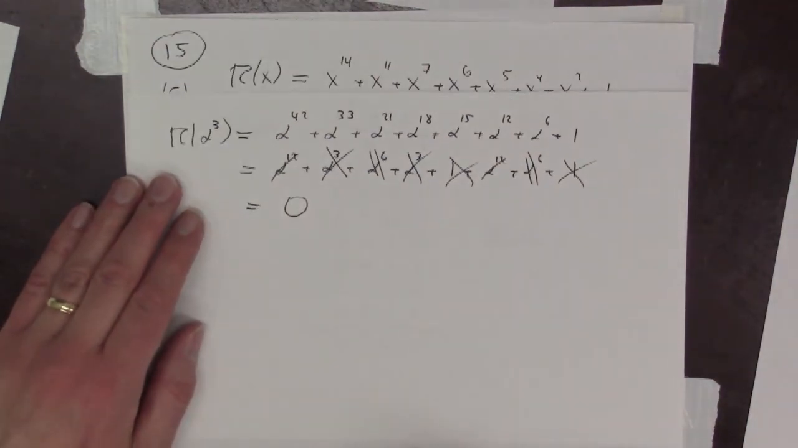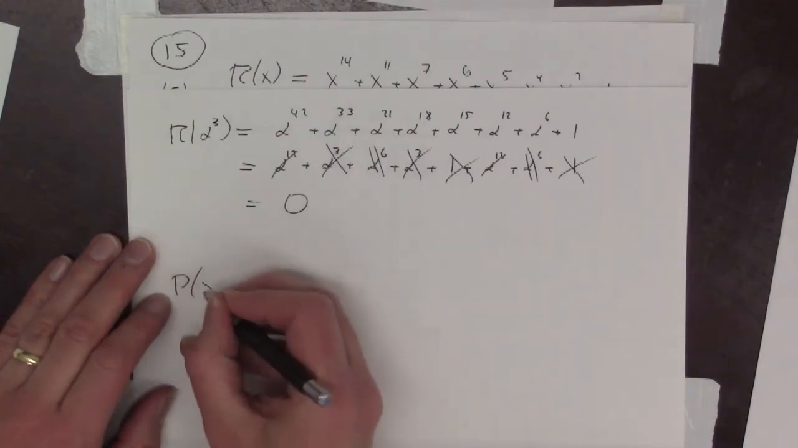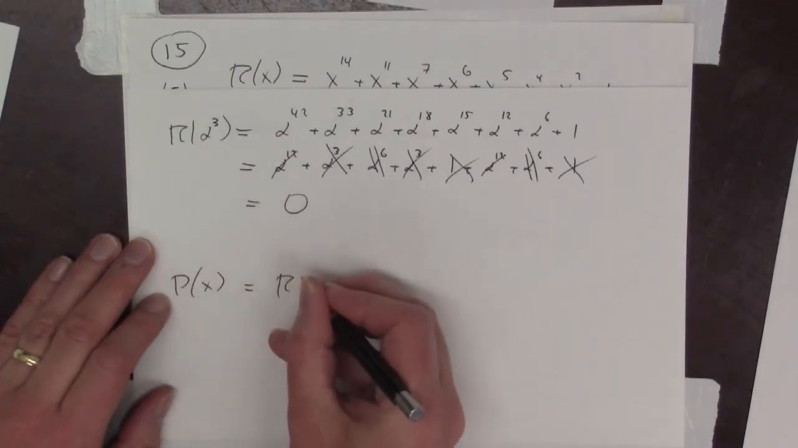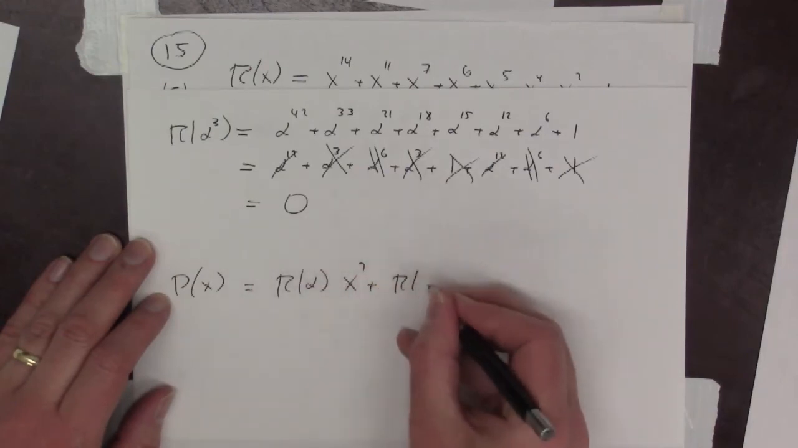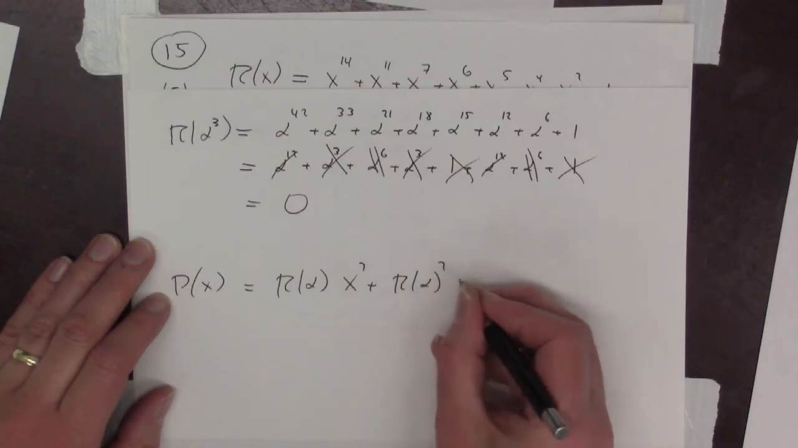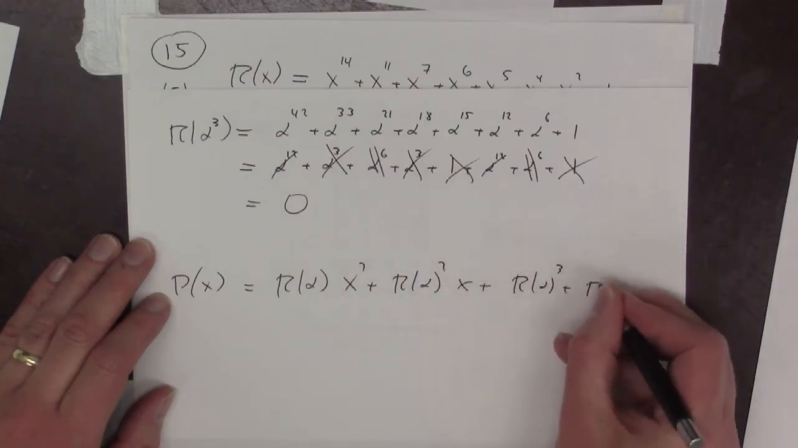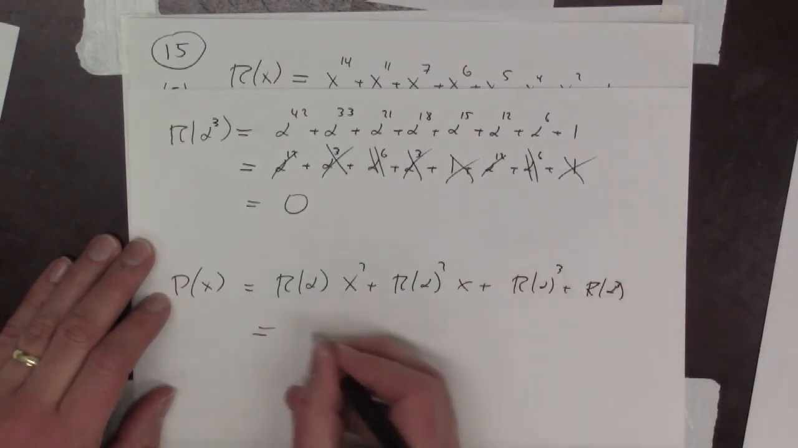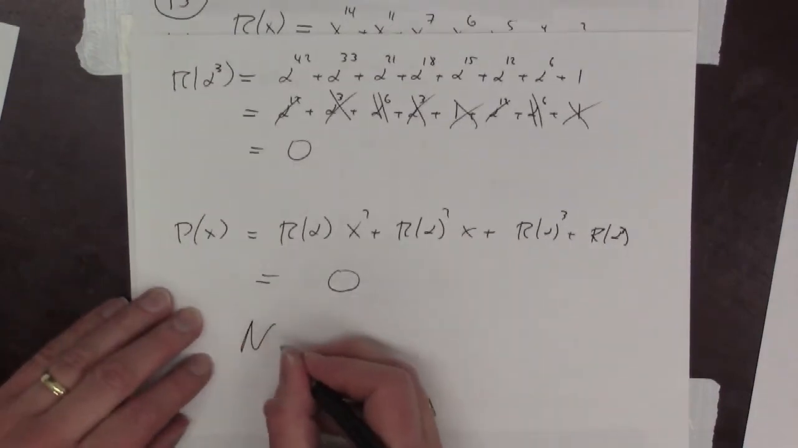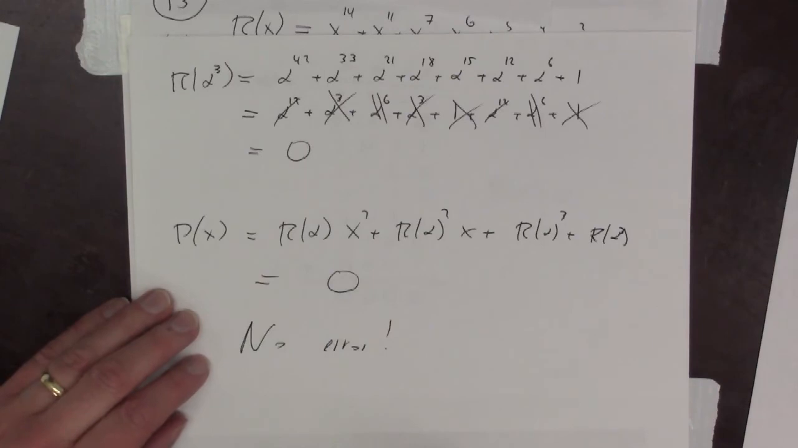Aha! So remember now. Remember the magic polynomial: r of alpha x squared plus r of alpha squared x plus r of alpha cubed plus r of alpha cubed inside here comes out to be 0, so there's no error. That was part A, no error.